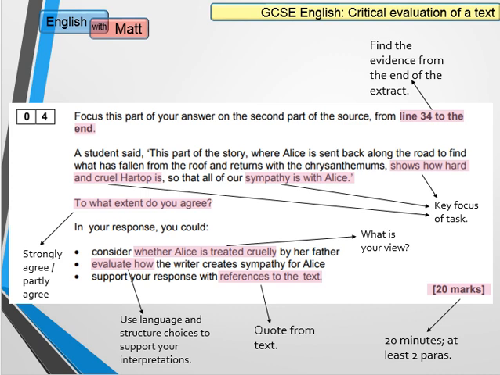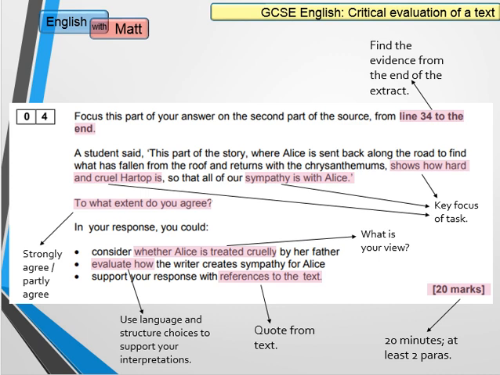So the first thing that's important is to pay attention to the line numbers. This is a question which will always be about the end of the extract. So this is from line 34 to the end. You need to make sure that you keep to that section. And then we have the important bit, because this is the actual task itself.